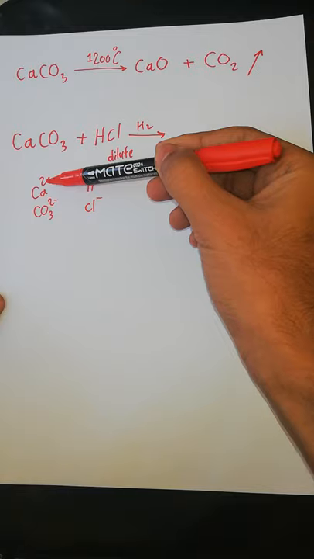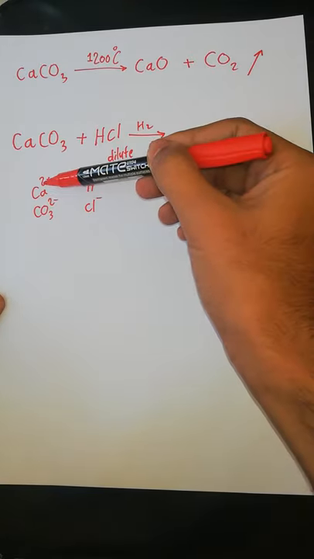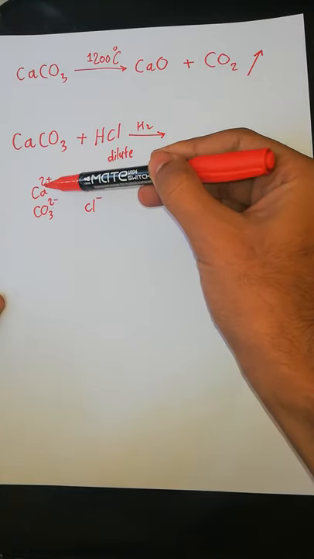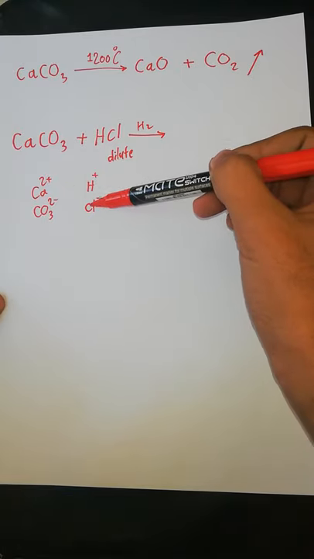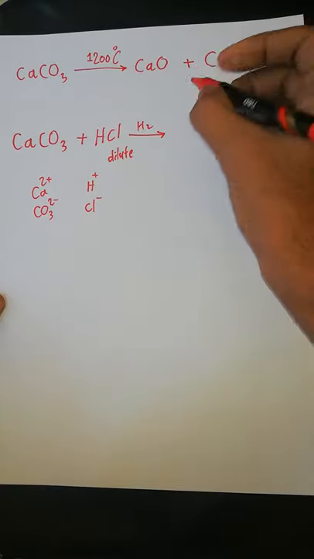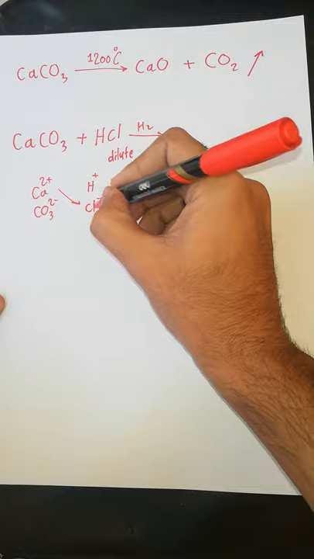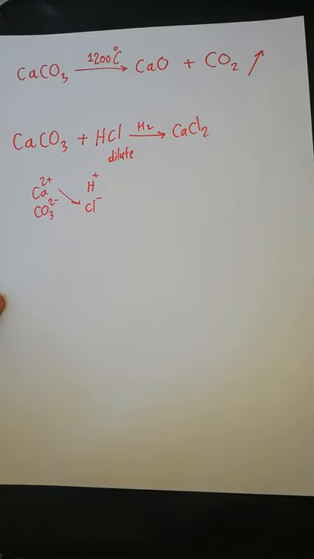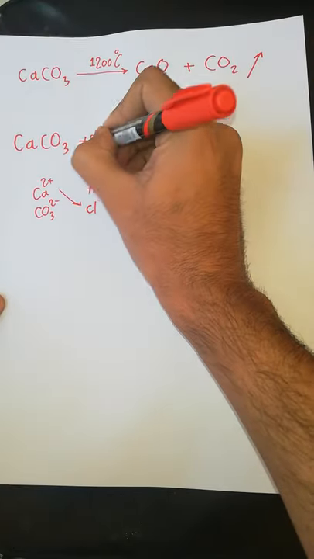Where is the cation? The calcium. Where is the anion? The chloride. So the cation will take the anion. But how many do we need? The oxidation state here is 2, and here minus 1. So I need 2 chloride. Ca will take the chloride, and we need 2: CaCl2. So here is Cl1, so I will multiply this by 2.